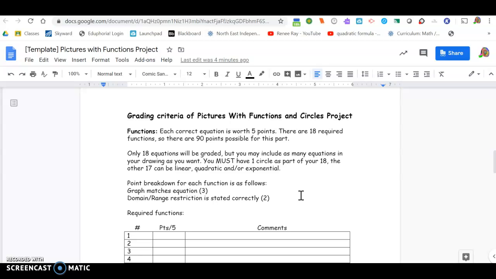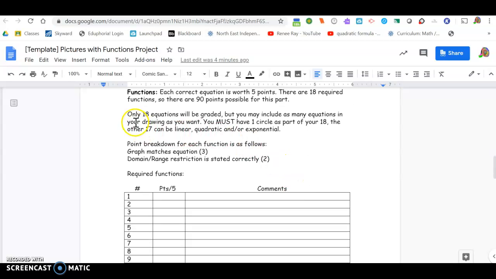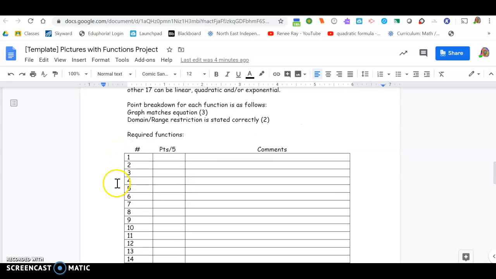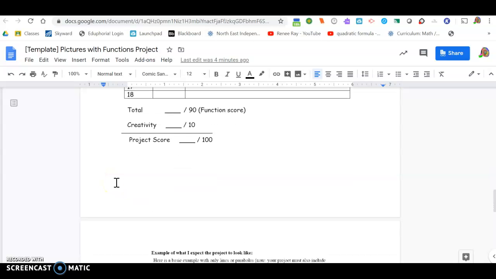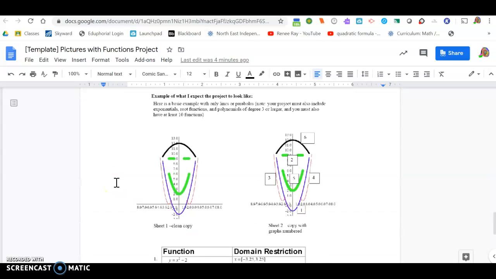Here is the grading criteria. Each equation is worth 5 points, 18 required functions, so that's 90 possible points. Only 18 equations will be graded, but you can include as many equations as you want. One must be a circle, and the other 17 can be linear, quadratic. If you want to throw an exponential in there, you can. That one is not required. 3 points each that your graph matches your equation, 2 points for your domain and range being stated correctly, 10 for creativity. So here is an example.